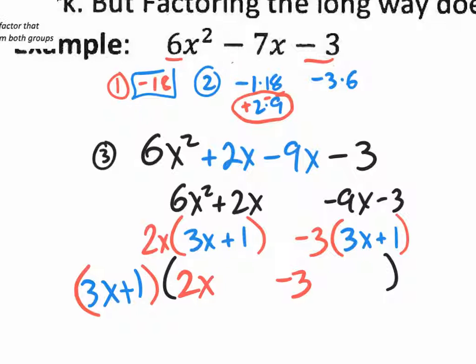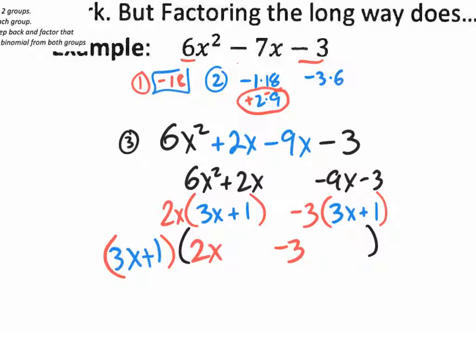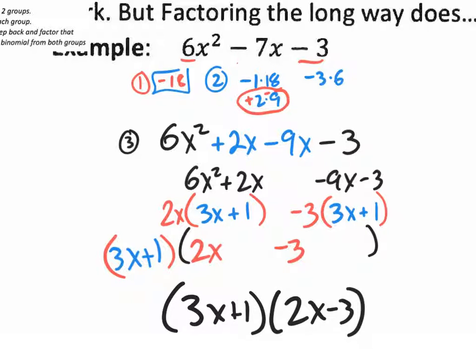Ladies and gentlemen, we have factored. We can't use a shortcut, but we factored with the long method. 3x plus 1 times 2x minus 3 is the factored form of the original. If you distribute and combine like terms, you will end up with the original. That's why we learned the long method. We do not have to do this long method this week. We will have to do it next week.